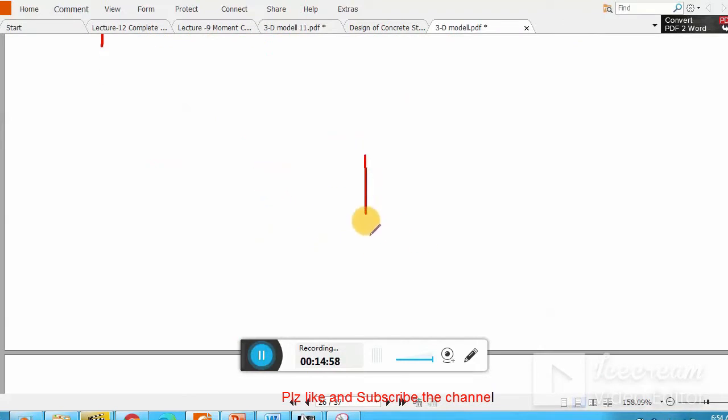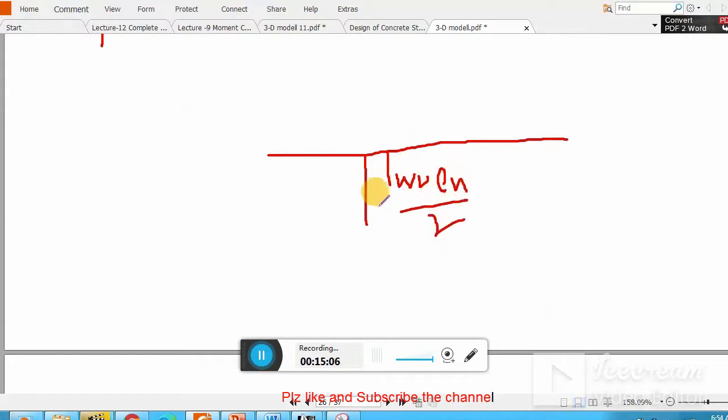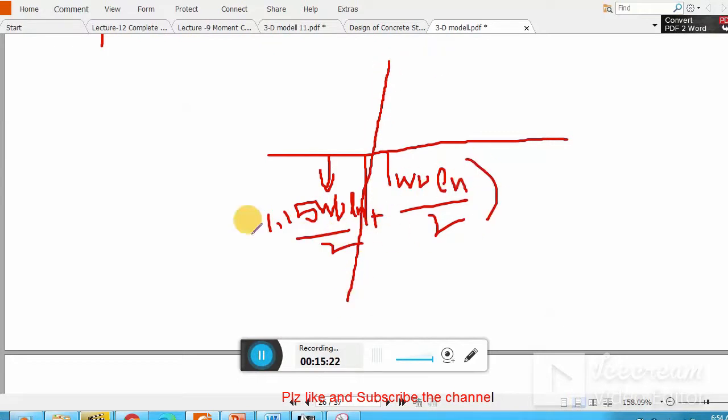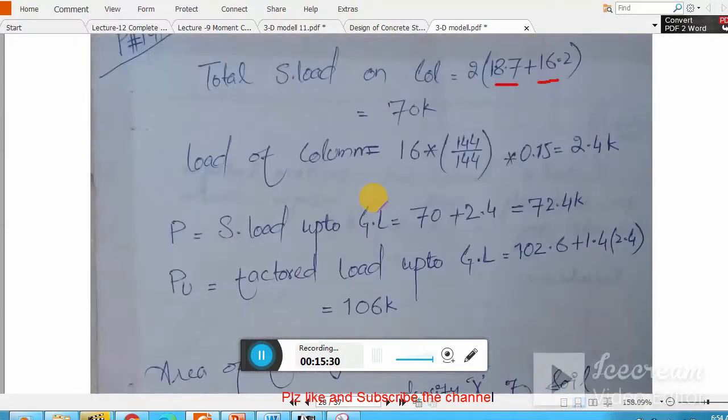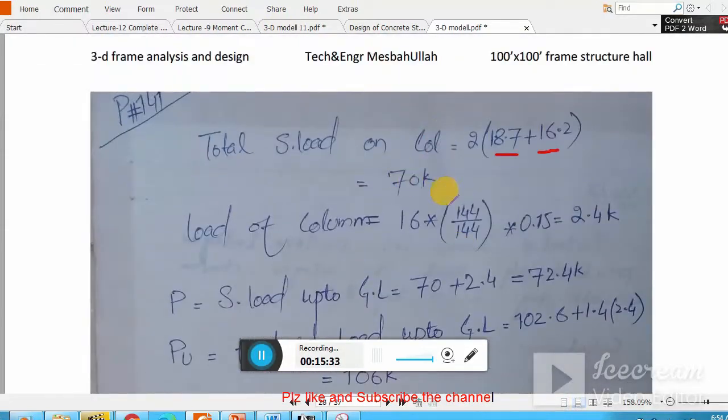So this is a simple calculation. Remember, you don't need to be confused. From this side, Wu Ln divided by 2, and from that side this is 1.15 times Wu Ln divided by 2. You need to add these two, and for the beam coming from that side, you just need to multiply these two values by 2. This will give you the total service load. So the calculation is easy, clear? That's why I get 70 kips, that is my service load, clear?